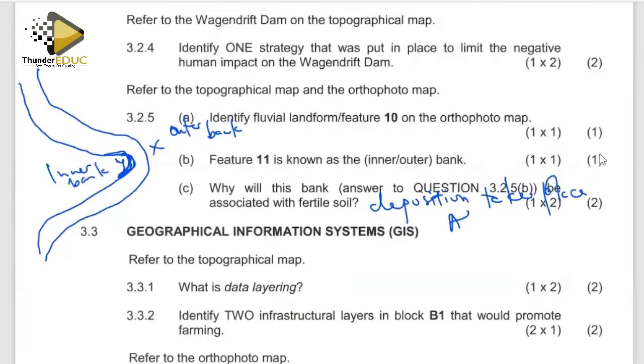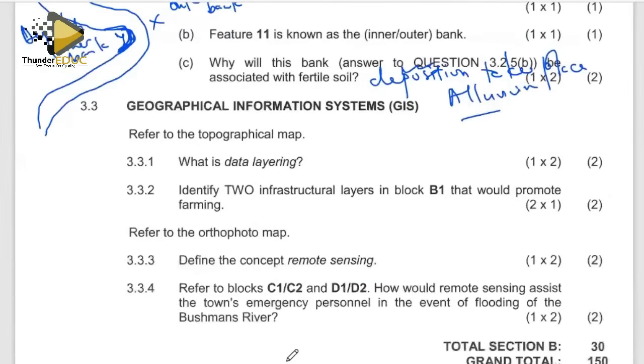The alluvium which is deposited will be having nutrients, and apparently it's going to lead to fertility of this. On this side, on the outer bank, there's erosion taking place, and here on the inner bank, deposition takes place. So because of deposition, automatically it means it is going to create fertile soils. Right, then we go to GIS question.